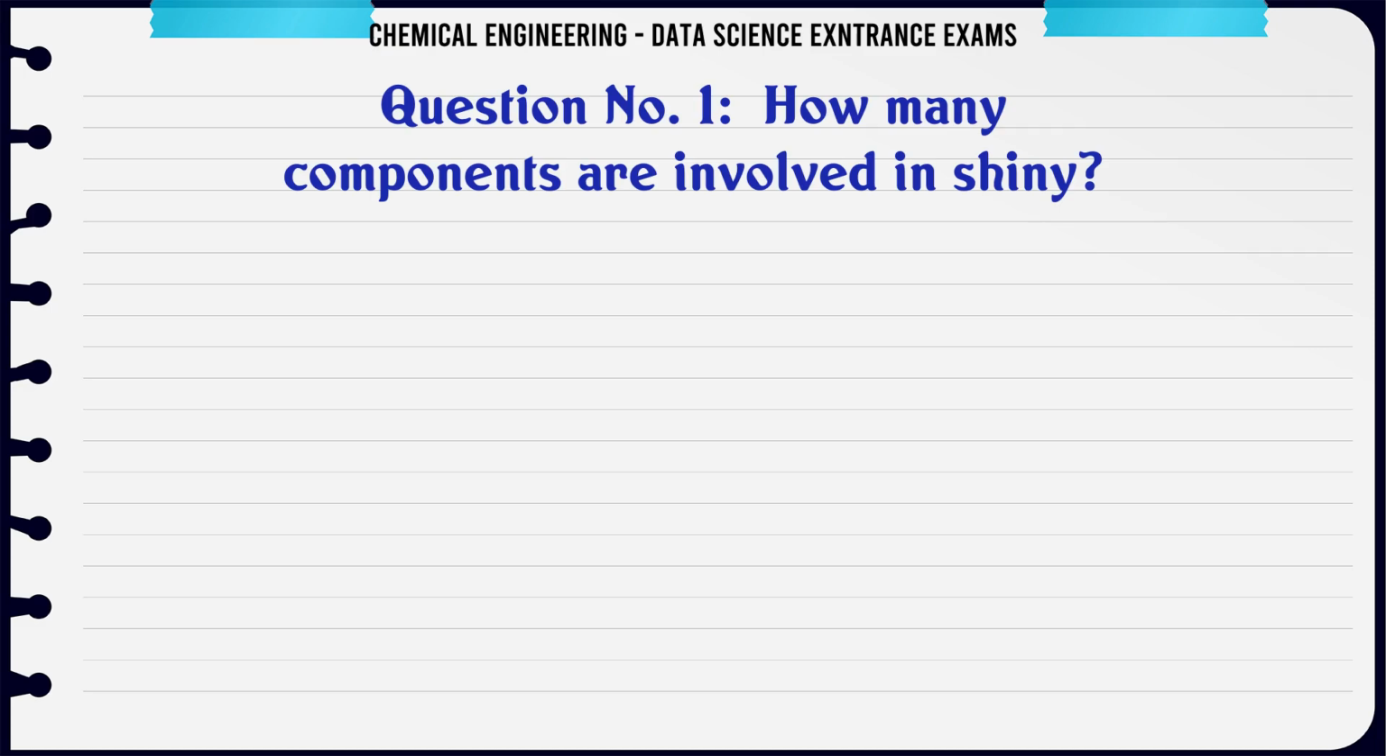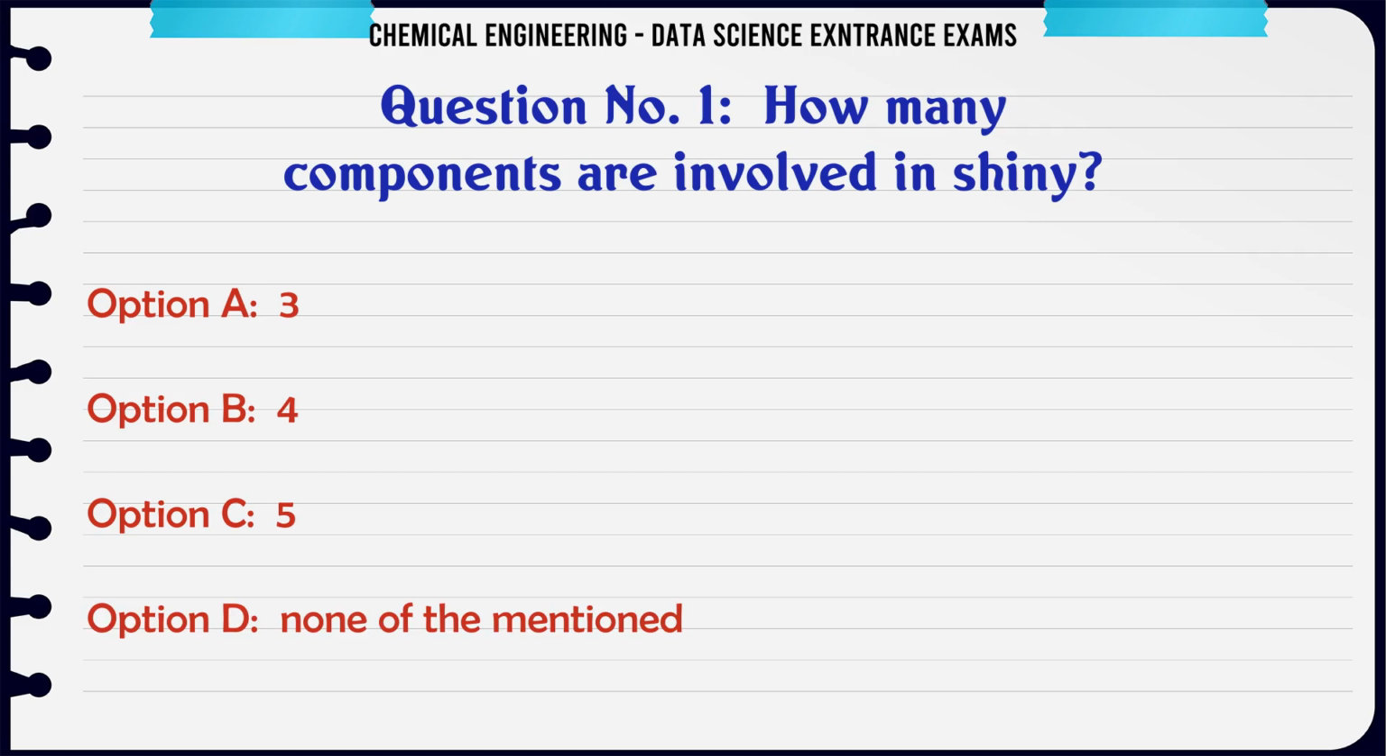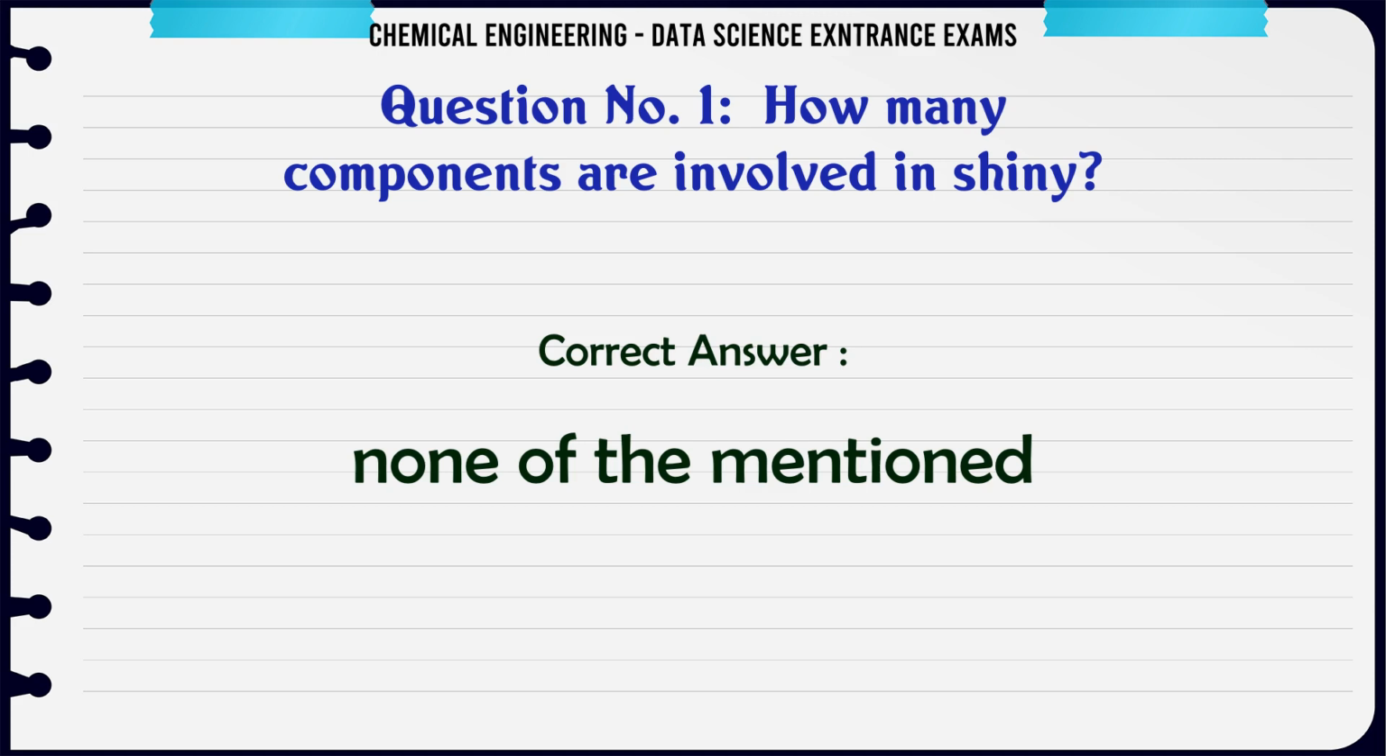How many components are involved in Shiny? A. 3. B. 4. C. 5. D. None of the mentioned. The correct answer is none of the mentioned.